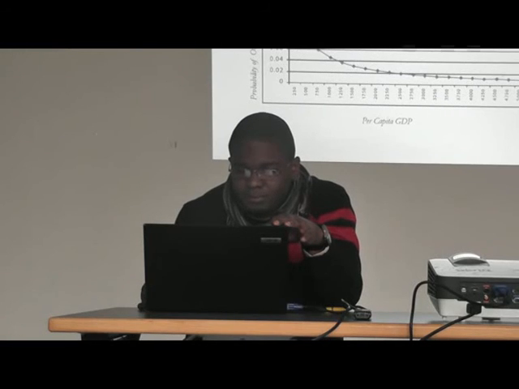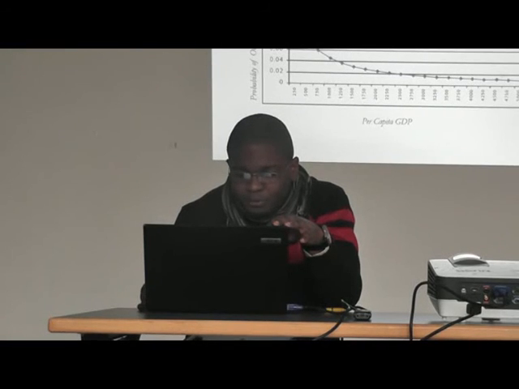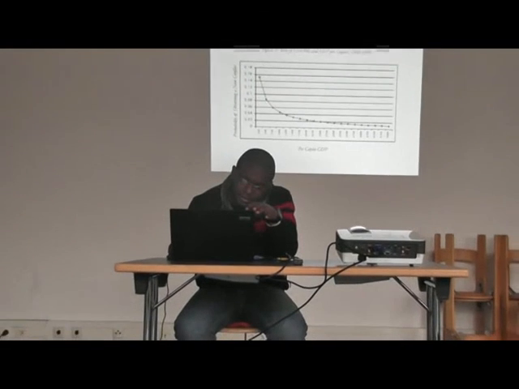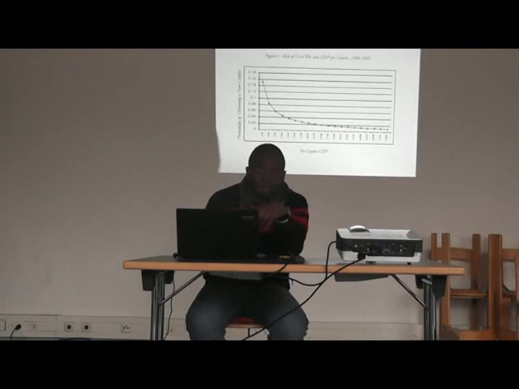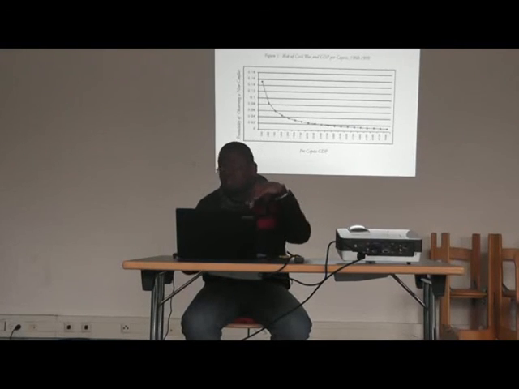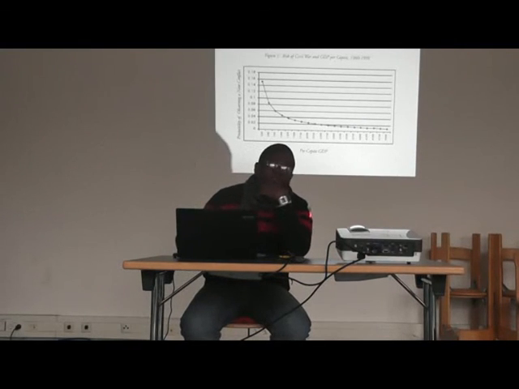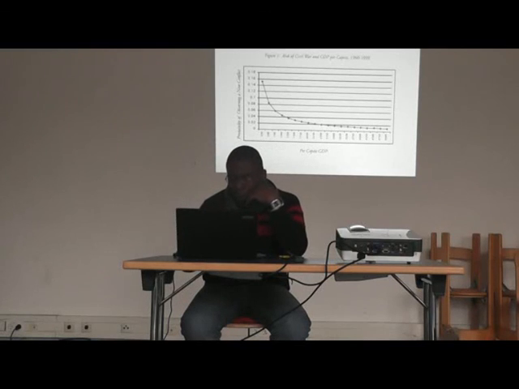Here is a small graph of the relationship between GDP per capita and the probability of observing a new conflict. You can see that it is a downward sloping curve, and when the GDP is very low, there is a higher probability of having a new conflict. And this tendency falls as the GDP per capita increases for the country.